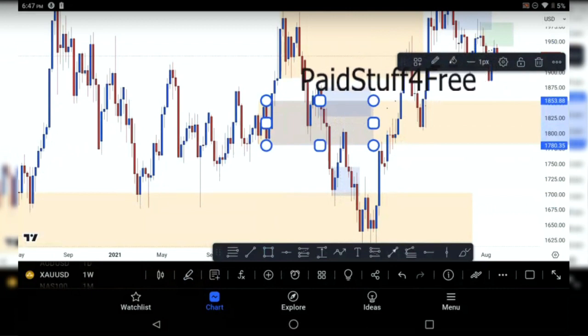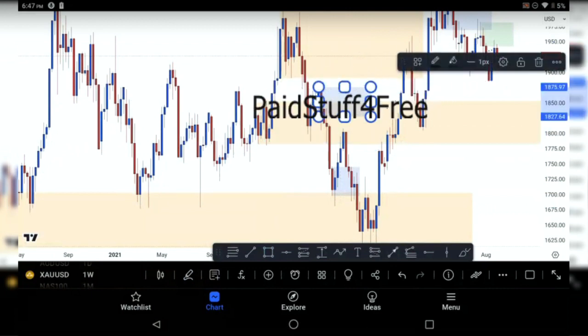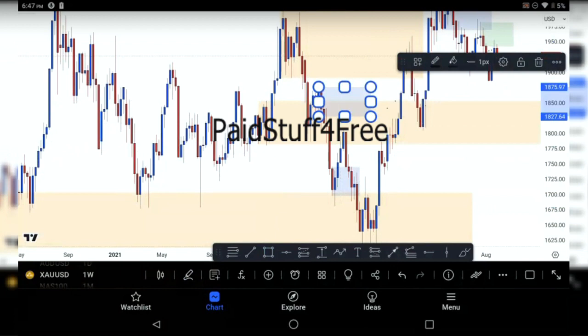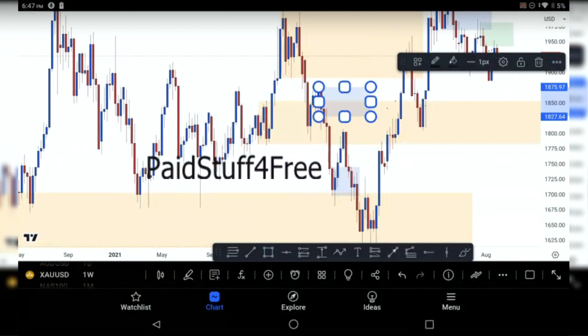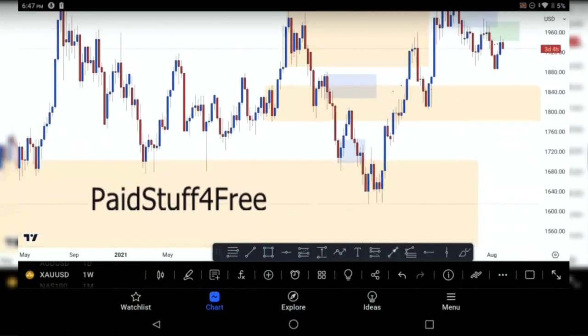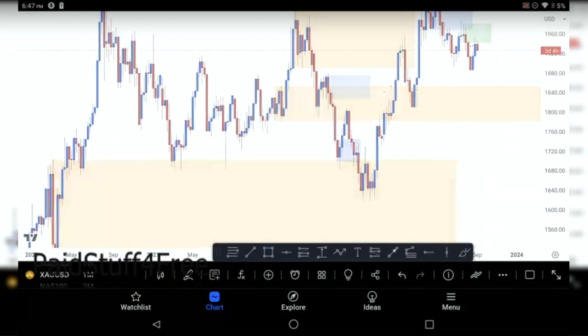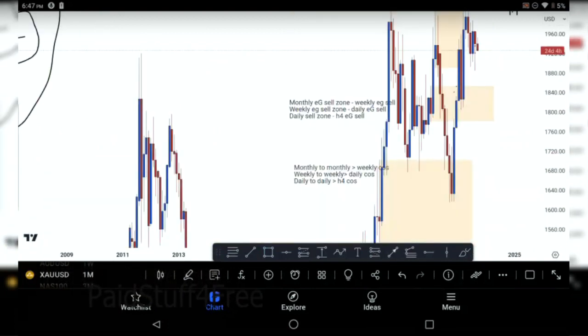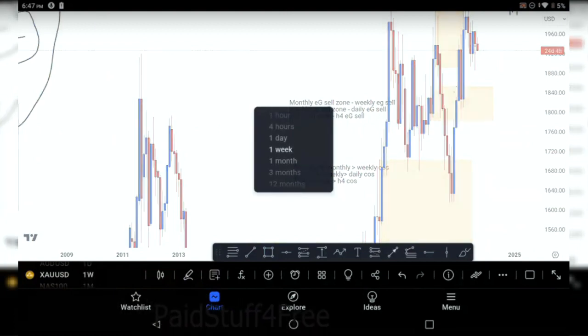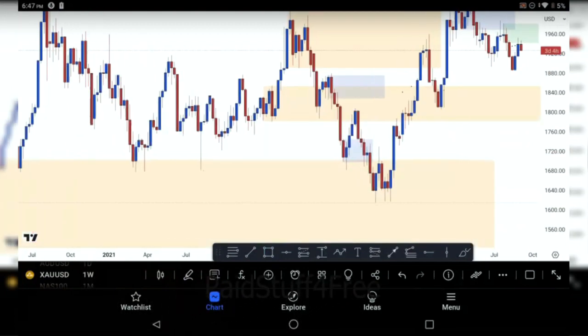So now weekly had to break this zone first before we could confirm what we wanted on a monthly time frame. Now, monthly is telling us buy because we just tapped into a monthly buy zone. But weekly is telling us to sell. Which one do we focus on?